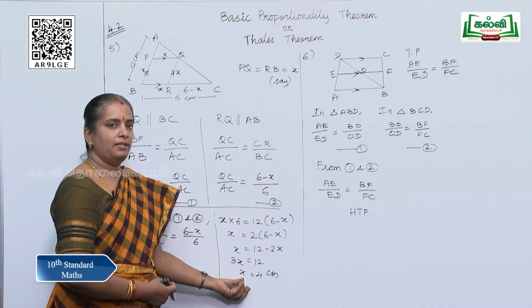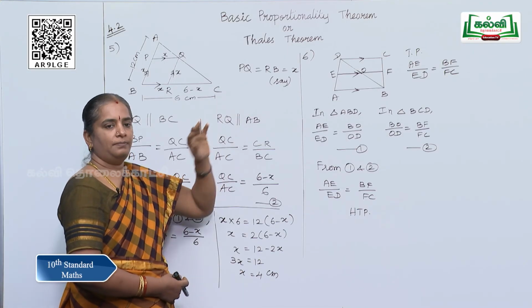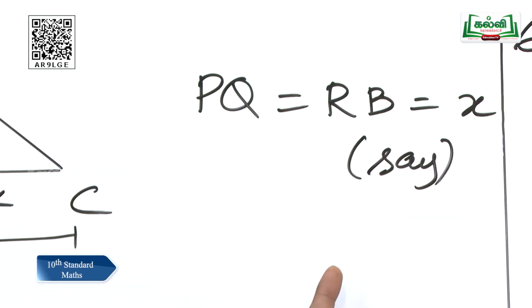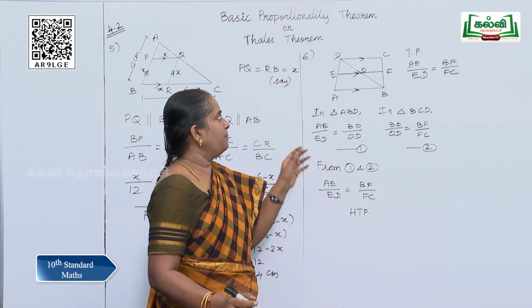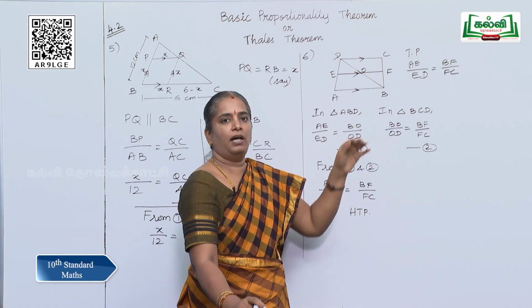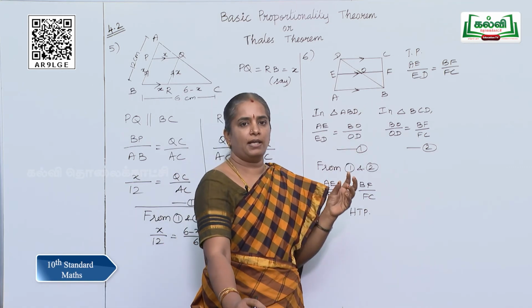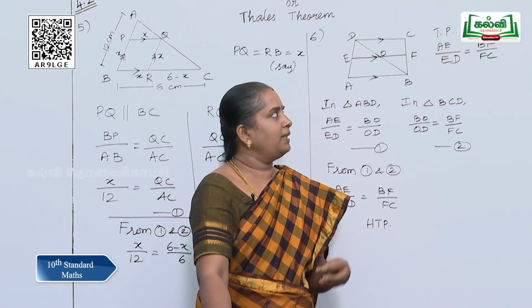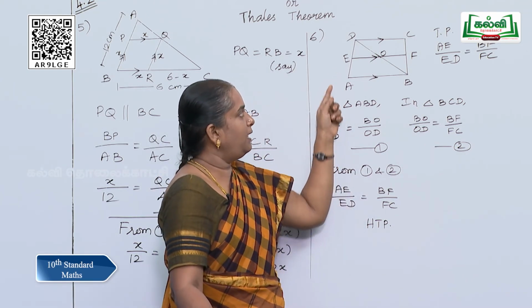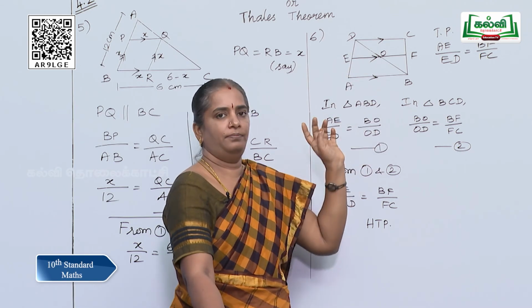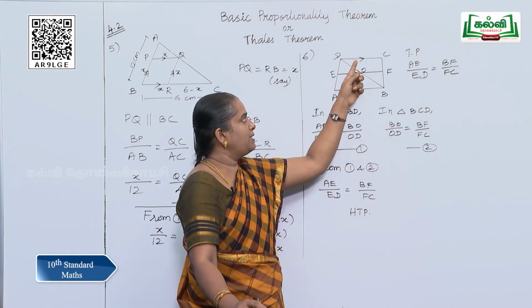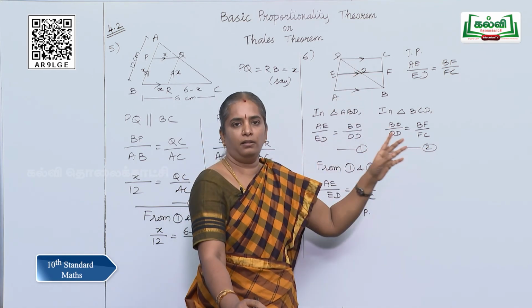So, since we have found X, that is X is a measurement of PQ and RB. We have found both the distances at a stretch. In the next sum, in the sixth sum, we have a trapezium where AB and CD are parallel. In the trapezium ABCD, the sides AB and CD are parallel, and then one line EF is drawn intersecting AD and BC at E and F, and that line EF is parallel to AB. So, we have DC, EF and AB all parallel lines.